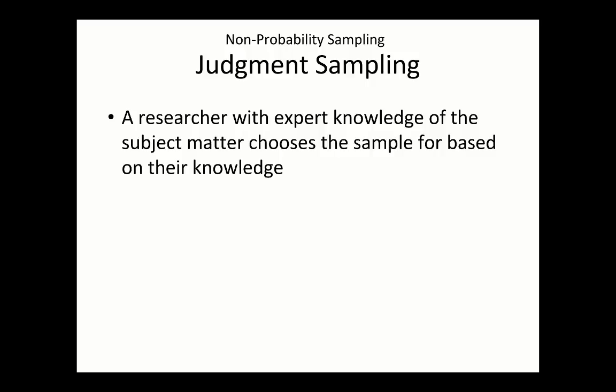Judgment sampling, another non-probability sampling technique, is completed by a researcher with expert knowledge of the subject matter, and choices for sampling are based on that person's knowledge. Data analysts will use judgment sampling when they evaluate data and select records or entries that require further investigation based on their expertise.